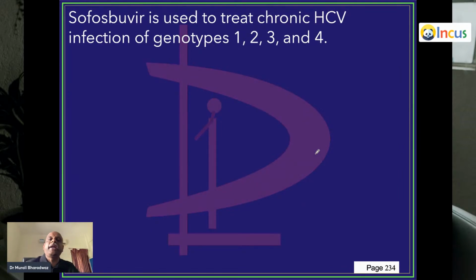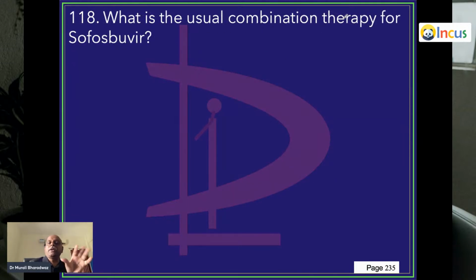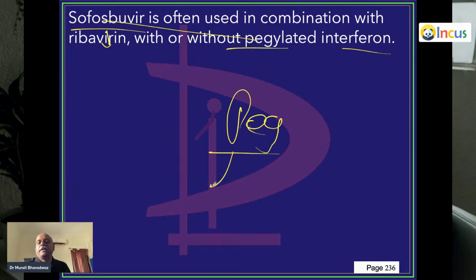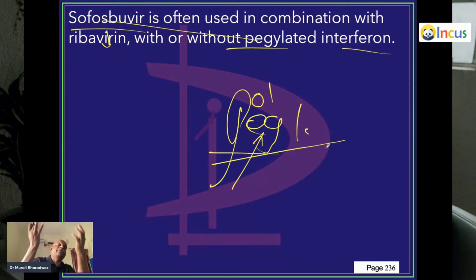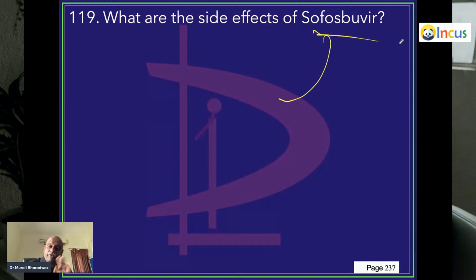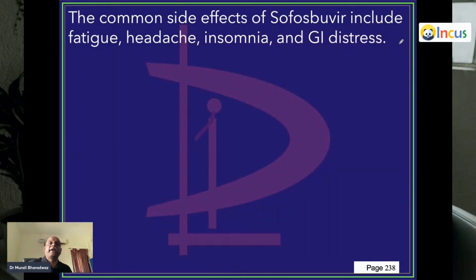Sofosbuvir is used to treat HCV of genotypes 1, 2, 3, and even 4 also. What is the usual combination therapy of sofosbuvir? Sofosbuvir plus ribavirin. Sofosbuvir with pegylated interferon. Peg does not mean whiskey peg. Peg is polyethylene glycol, polyethylene glycated, so that the shelf life of the interferon will increase. So pegylated interferon, ribavirin, sofosbuvir are all combined. What are the main side effects of sofosbuvir, doctor? Fatigue, headache, insomnia.